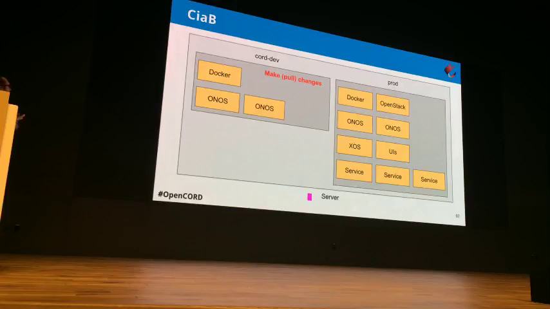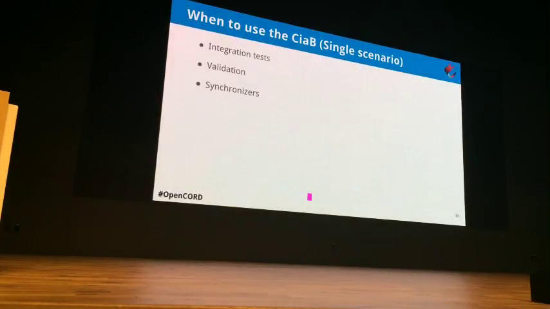So we have a development machine that is actually a copy of the same one you are using to deploy a physical pod. We can make or pull changes in that machine, rebuild the container images, publish this image on a Docker registry that is shared between our development machine and the head node, and we can push those images and redeploy them. When is this used? When we want to build a synchronizer, when we want to do integration tests between all the services that we have, and we want to validate end-to-end connectivity.